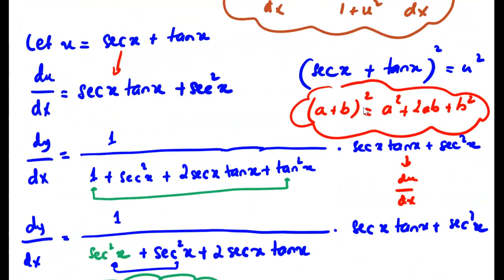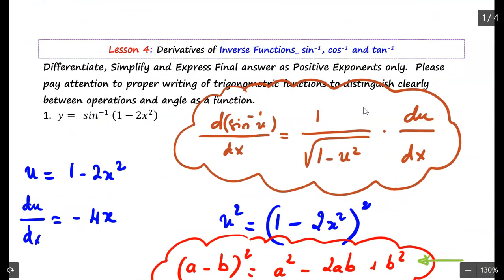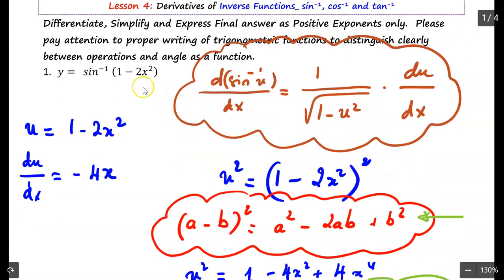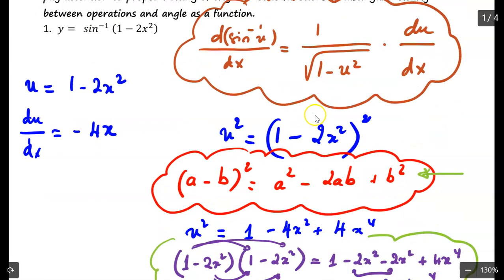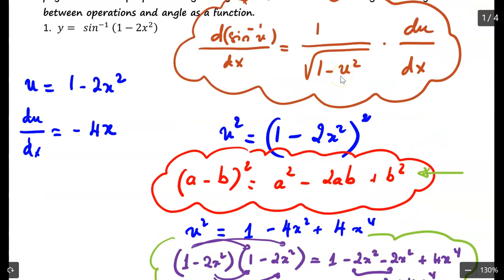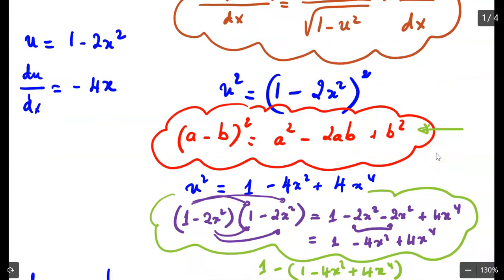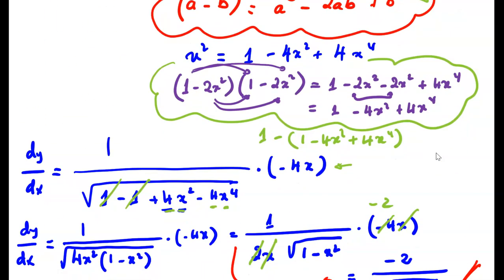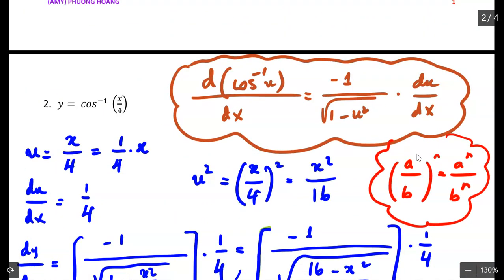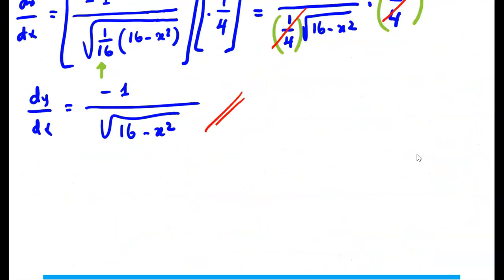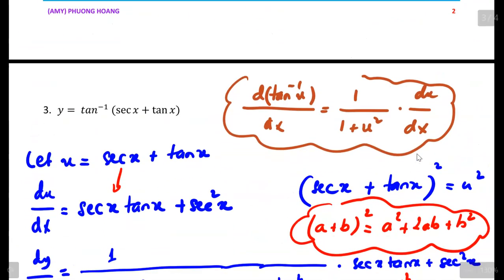In working with the inverse functions of sine, cos, and tangent, we pay attention to these formulas, and all we have to do is differentiate the u, and then use a few concepts of algebra. We have to review some algebra in this case so that we can apply and simplify what we need to simplify. I do have another reminder for everyone.